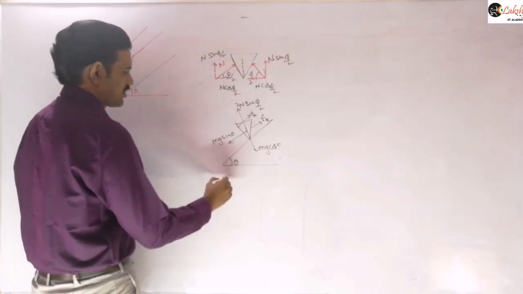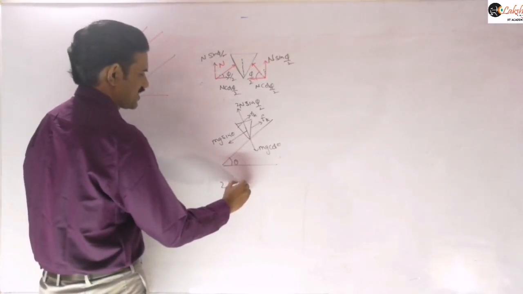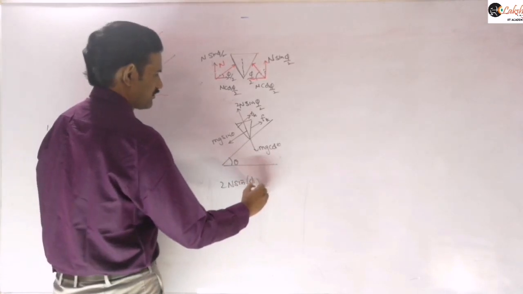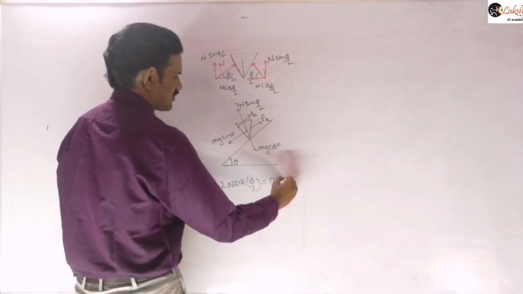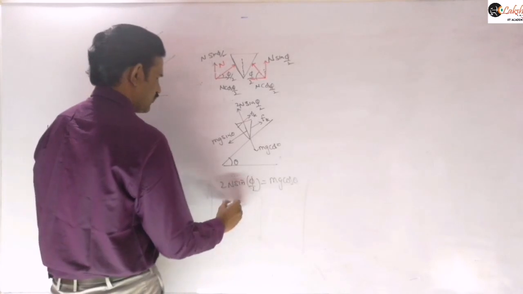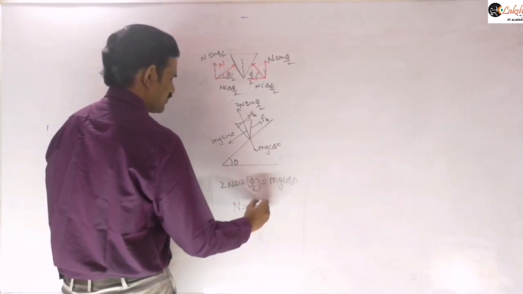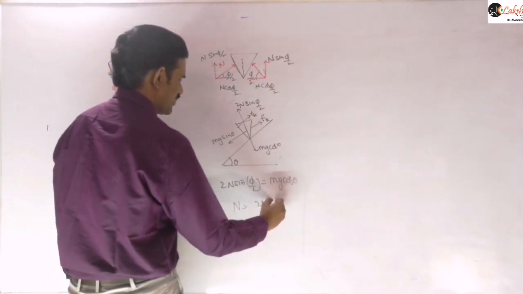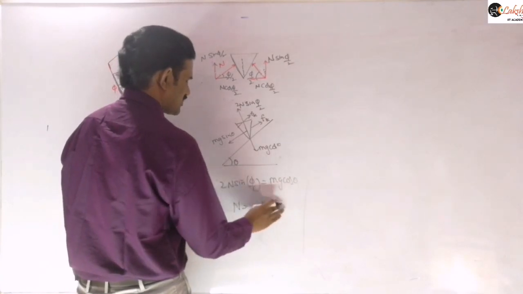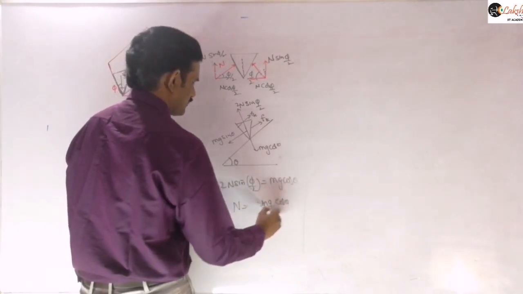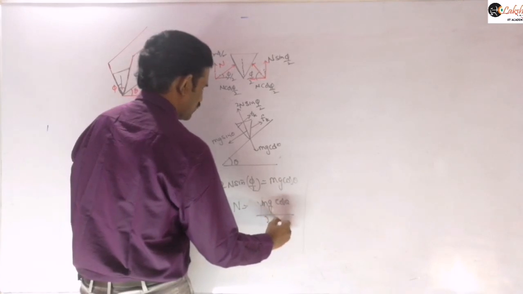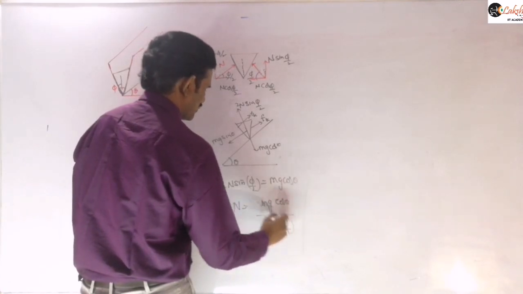Now I am writing the normal reaction equation. 2n sin phi by 2 is equal to mg cos theta, and therefore this normal reaction is equal to 2mg cos theta by 2 sin phi by 2 you can write. This will be the normal reaction there.